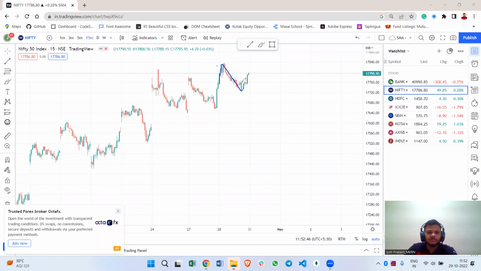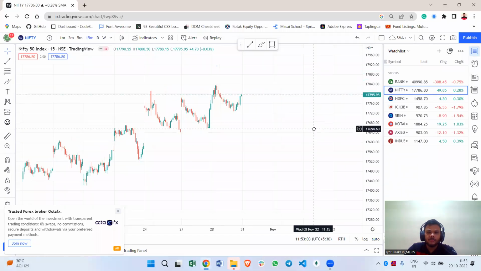After that, it shows some selling pressure, but at the end it shows some buying pressure also, and it trades around 17,800. As I said, if it opens flat or gap up and closes above 17,850, then we are going to take it for buying, and the target will be 17,920 to the round level 18,000.